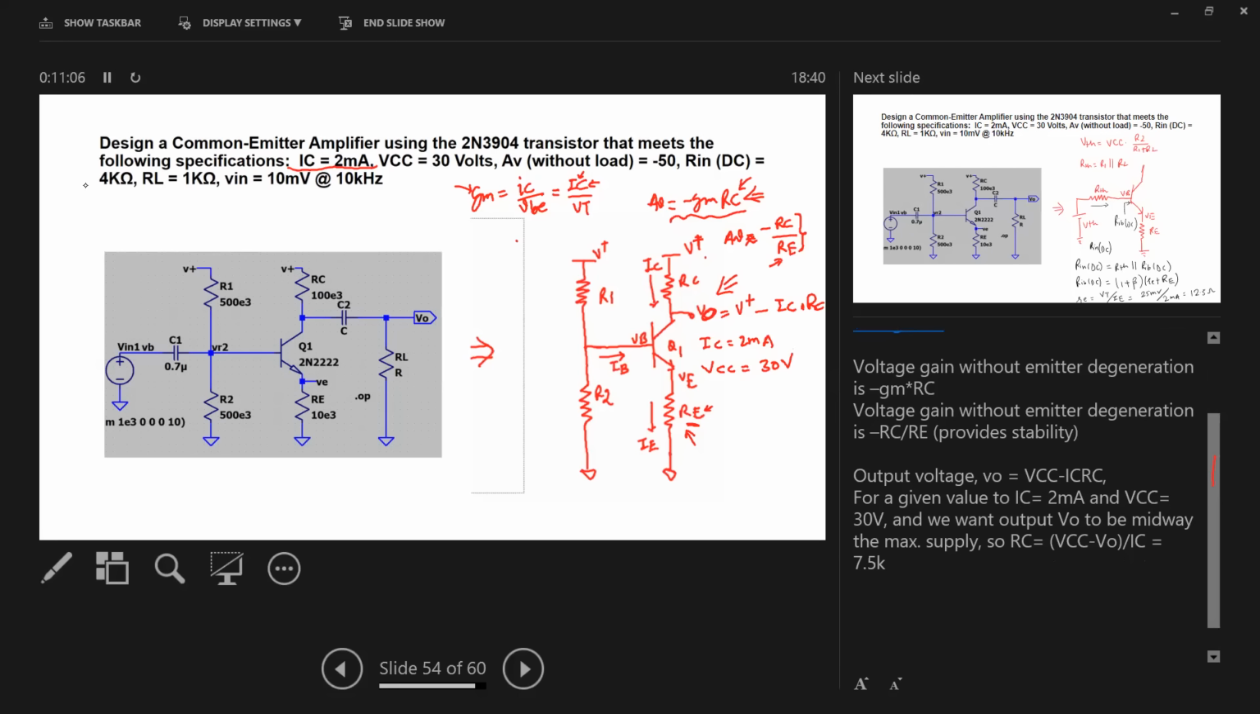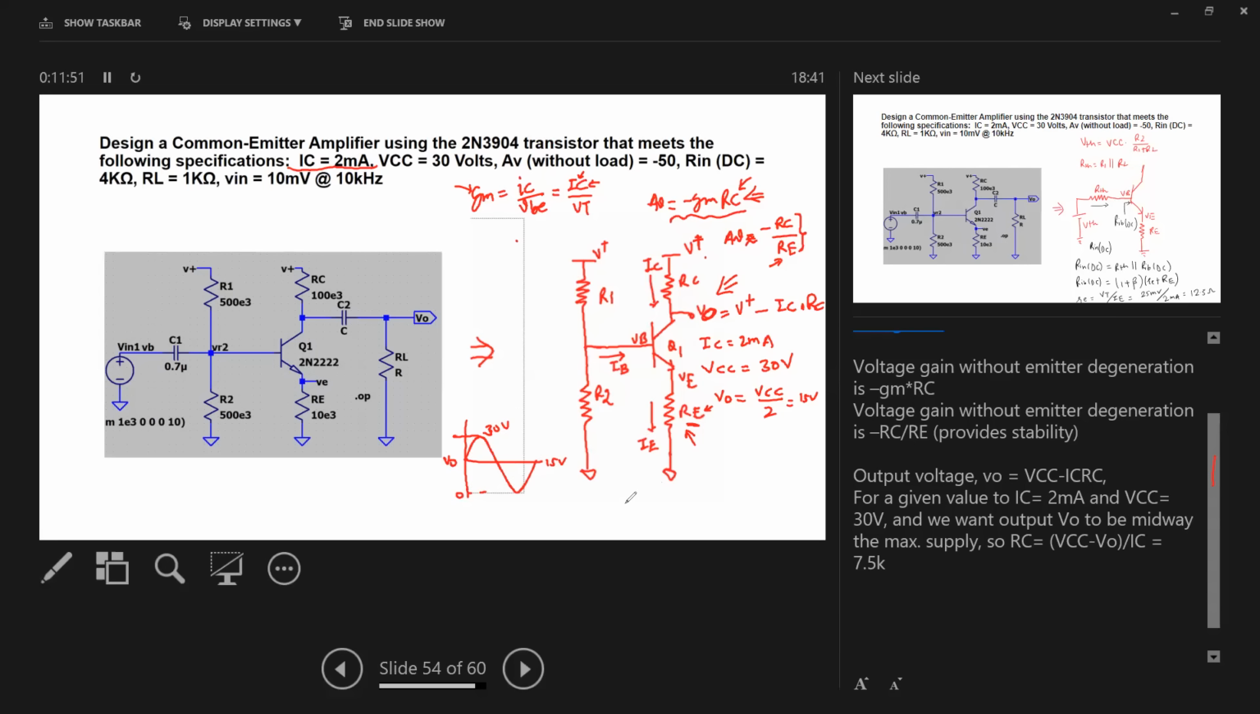So we know that VCC is 30 volts, IC is 2 milliampere, and let's say we want VO to be VCC over 2, which is about 15 volts. So the DC level of the output voltage is 15 volts, and then the output can range from 30 volts, 15 volts up, to 0, 15 volts down. So a full 30 volt peak to peak output range can be obtained.